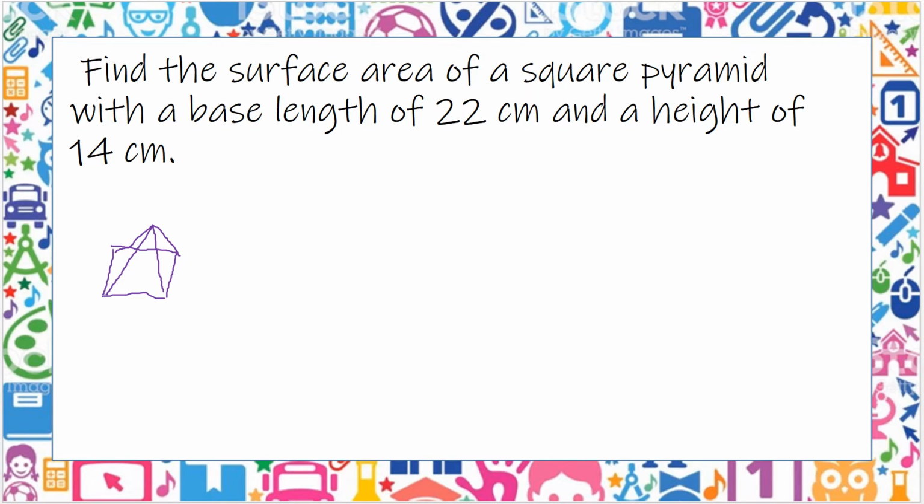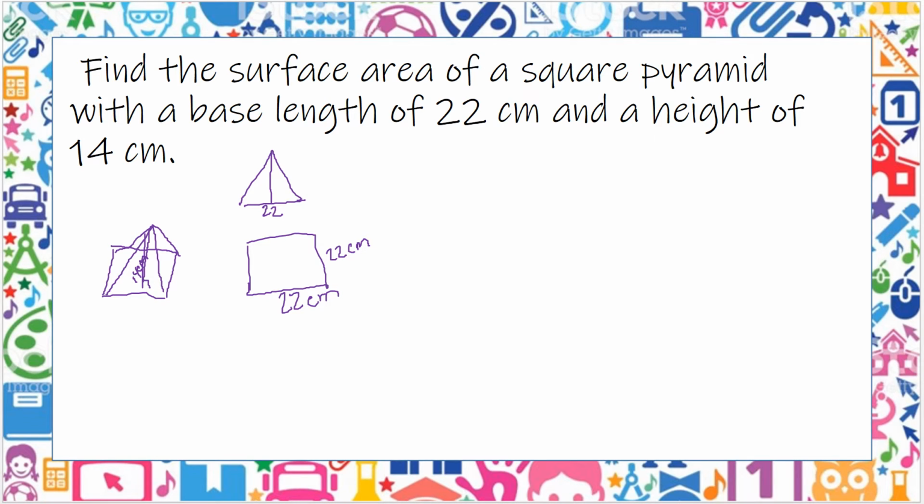The base down here, the square, is 22 centimeters by 22 centimeters. Okay, then you've got 4 triangles that are the same on top. So I've got a triangle that's 22, and then I've got a height in the middle that's 14. Now, that height in the middle doesn't tell us what the height of the triangle is. So we're going to have to do some work to find that.